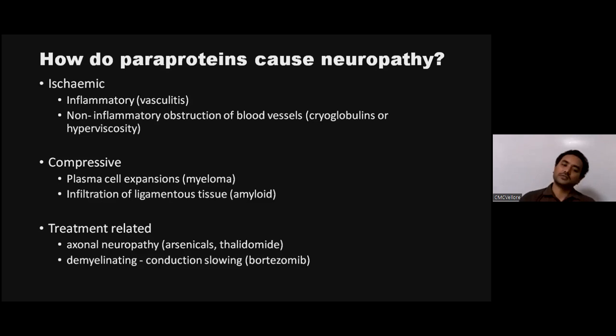Then coming to compressive pathology, myeloma and plasma cell expansions can cause compressive myelopathies, and ligamentous infiltration in amyloid. And finally, even paraproteinemias can indirectly cause neuropathy in the form of treatment related neuropathy. Usually we see this in myeloma, where about 70% will be associated with treatment related neuropathy, which could be both axonal and demyelinating. Usually bortezomib causes a conduction slowing neuropathy.